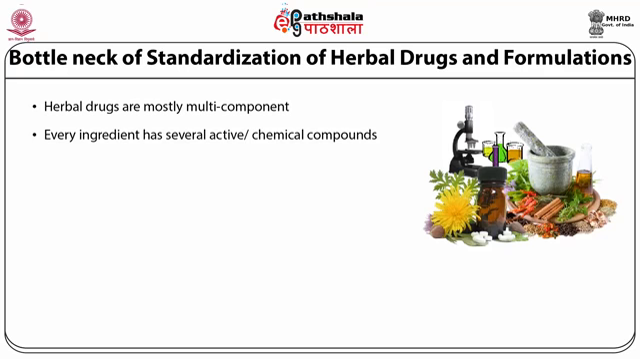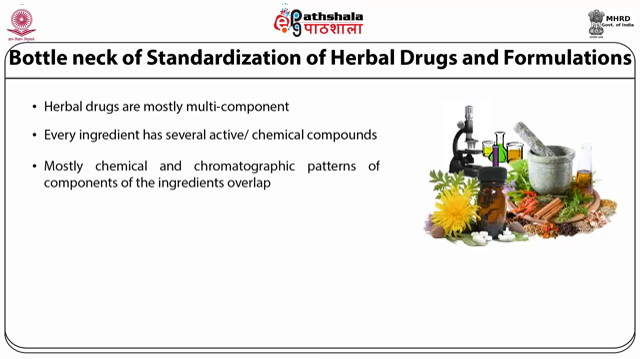Number three is that the chemical and chromatographic patterns of components of ingredients mostly overlap each other. This is the other impediment or hurdle faced in the quality control of standard herbal drugs. These patterns usually overlap, so they may give false positive or false negative results.